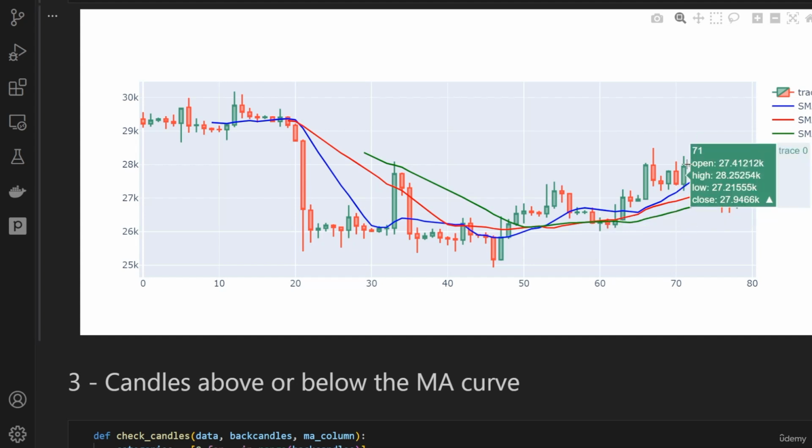We're looking for this alignment to detect the trend, and for the opposite alignment, which is verified here, we have a downtrend. Notice the blue curve is faster in going down with the price. Then we have the medium curve, which is the red curve here, SMA 20, and then the slowest moving average, which is the SMA 30.